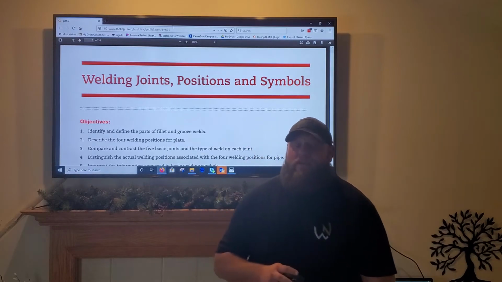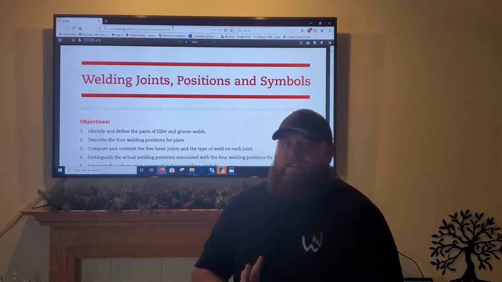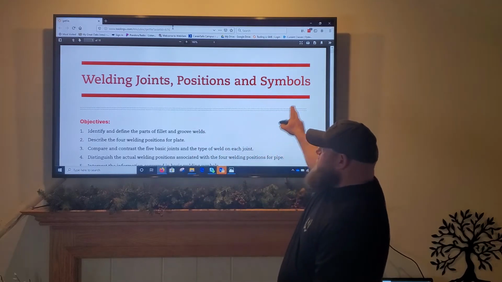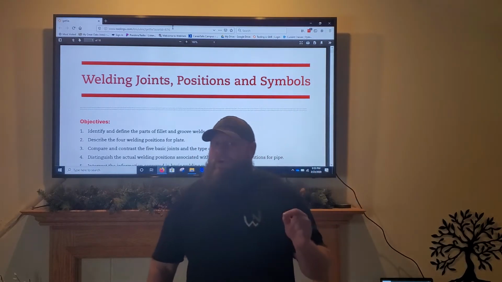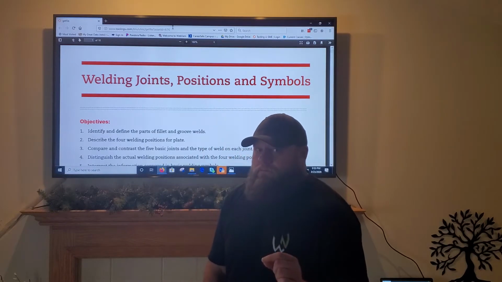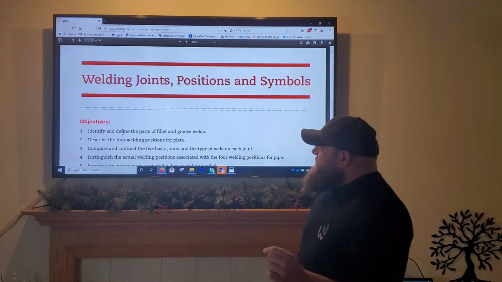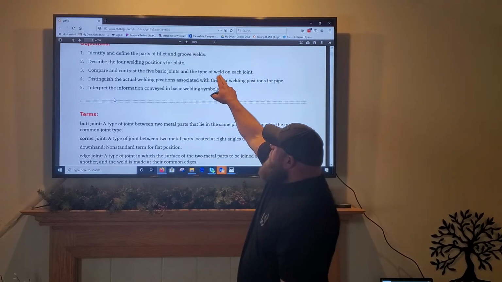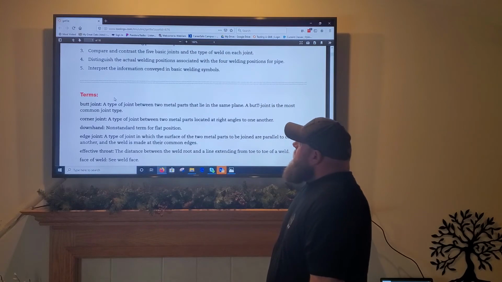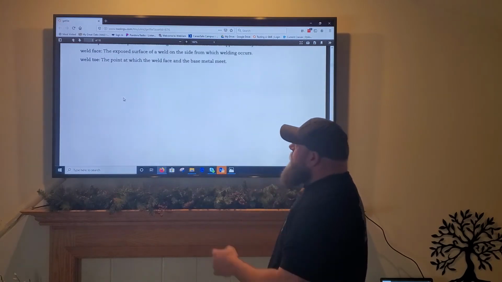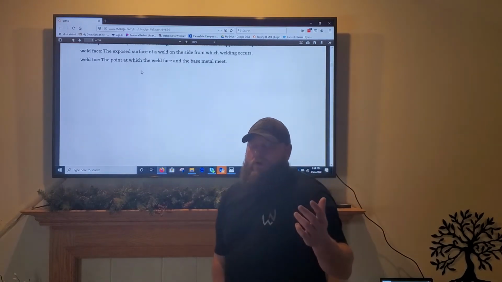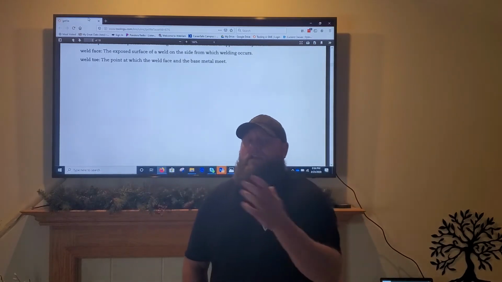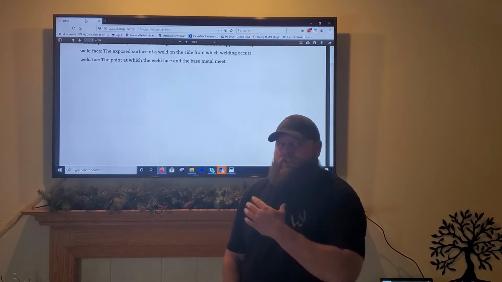That being said, today we are going to talk about welding joints, positions, and symbols. But today we're going to talk about the parts of a weld. We're going to hit this objective right here: identify and define the parts of a fillet weld and a groove weld. Of course, this is now uploaded or added to your classes for Tooling U, so make sure you log in there and go over this material in Tooling U as well.